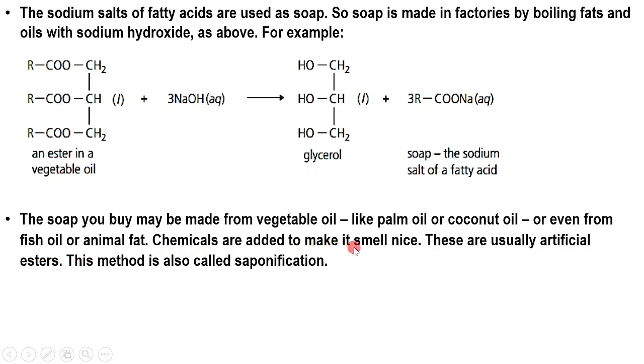Chemicals are added to make it smell nice. These are usually artificial esters. Esters would be added to this because they have a nice smell. When they are added, the soap starts smelling good and we like it, and it is not obvious that it is coming from fats, when in fact it is coming from fats. Now, this method is called saponification.